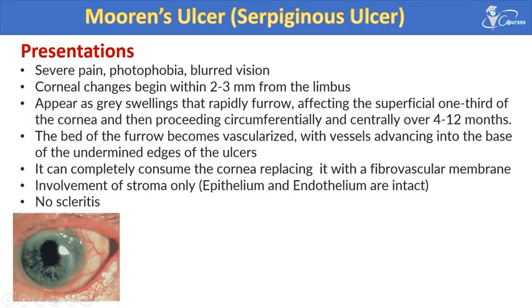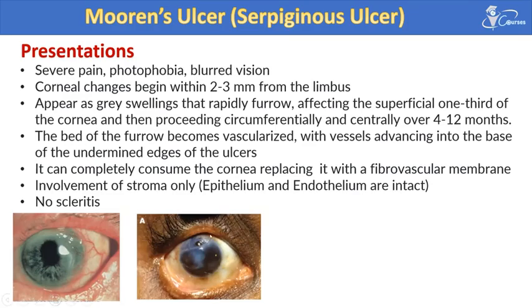As it circumferentially involves the cornea, it will be totally consumed and replaced by a fibrovascular membrane. As I told you, it is a very specific kind of ulcer. It involves the stroma only. In this ulcer, there are autoantibodies against the stroma, so the epithelium and endothelium are intact, and there is no scleritis. This is a very major differential between it and rheumatoid arthritis.